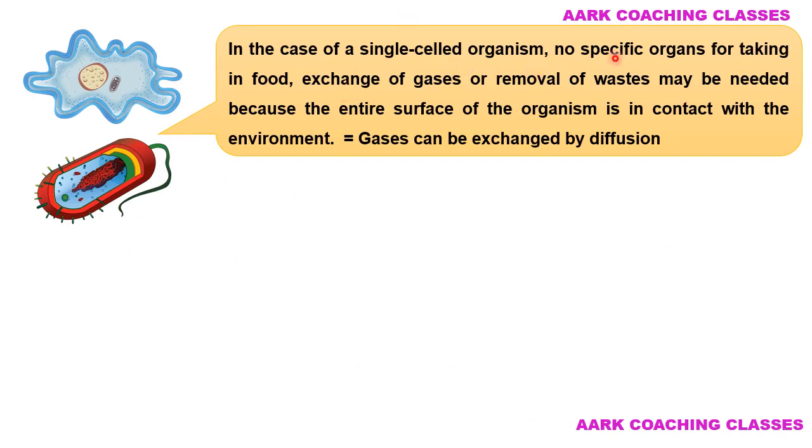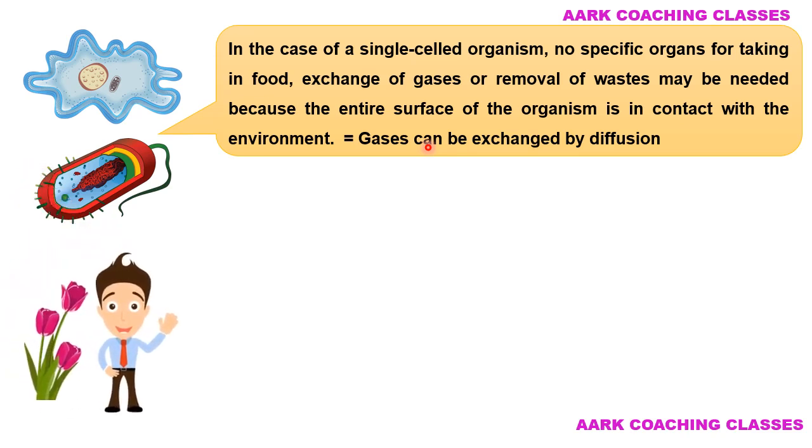In single-celled organisms, no specific organs for taking in food, exchange of gases or removal of waste may be needed because the entire surface of the organism is in contact with the environment. What does this mean? Amoeba or bacteria are directly in contact with the environment. They are unicellular organisms, suspended in the surrounding environment: amoeba in water, ponds, etc., and bacteria maybe in water, maybe in your curd. Bacteria are omnipresent. You can find them everywhere in any kind of environment. The cell is the entire organism, and it is directly in contact with the environment. So for exchange of gases or removal of waste, they don't need specific structures. Gases like oxygen and CO2 can be exchanged by diffusion.